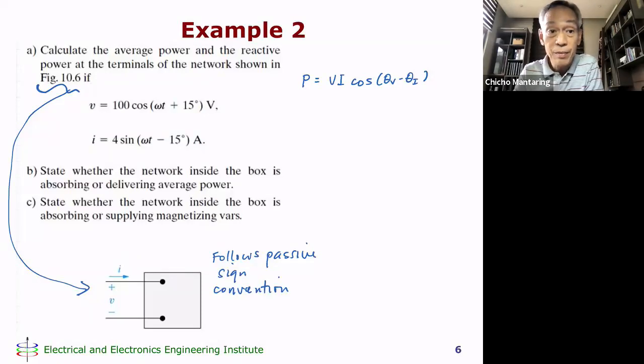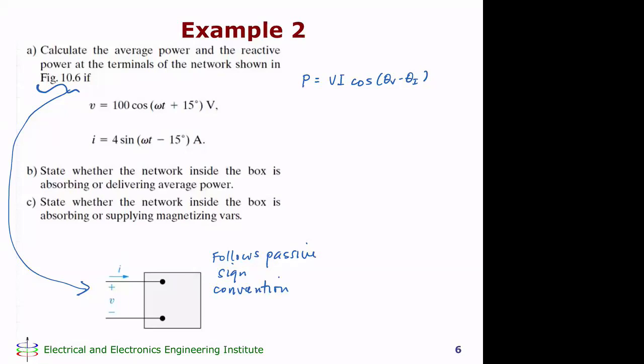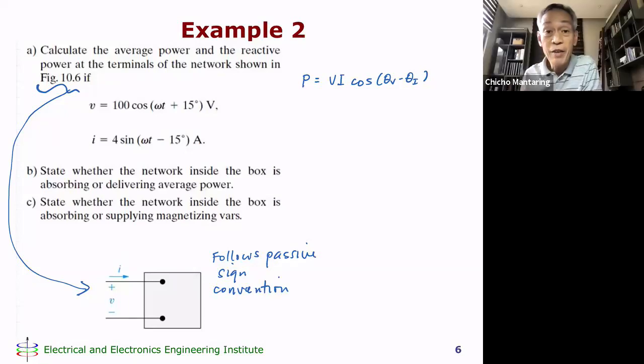Sir, 70.7 volts. Yeah, 70.7, no? Because that's, let's just say, 100 over the square root of 2, no? Because we have to get the RMS value of your voltage, right? And then ano yung value ng I? Same thing, same process, 4 over the square root of 2.